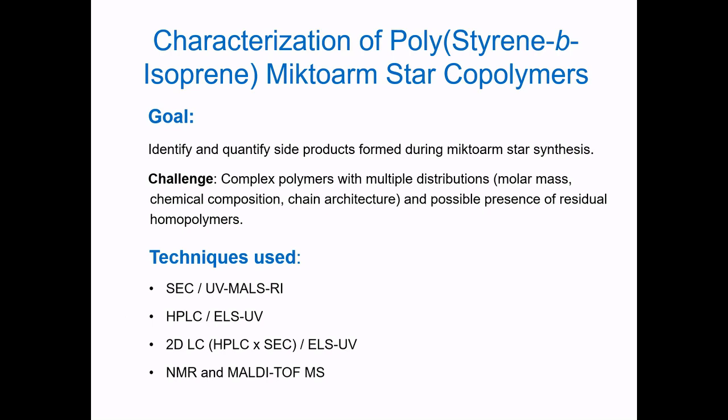The next example deals with polystyrene-block-isoprene miktoarm star copolymers, which are considered complex polymers since they can simultaneously show distributions in molecular weight, chemical composition, and chain architecture. Additionally, residual homopolymers can be present in the samples. Here, our goal was to identify and quantify side products formed during their synthesis. For this purpose, we use a combination of various separation and characterization techniques.